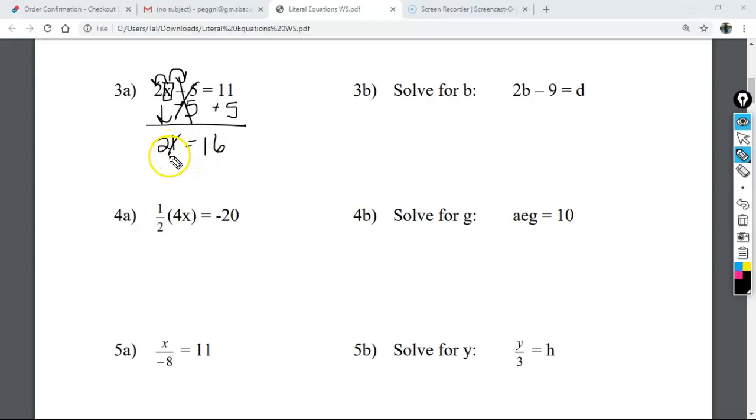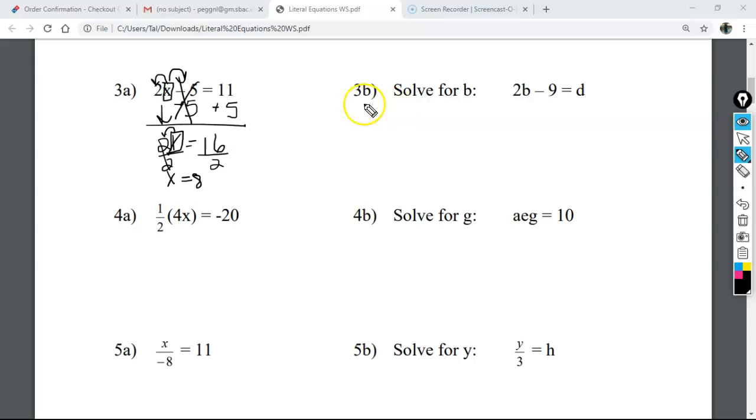I'm not finished there, though. That was the first step, and now I have to go to my second step. So this is a 2-step equation. Now I can go ahead and divide out that 2 in front of the x on both sides. So now I have x equals the answer to 16 divided by 2, which is the number 8.